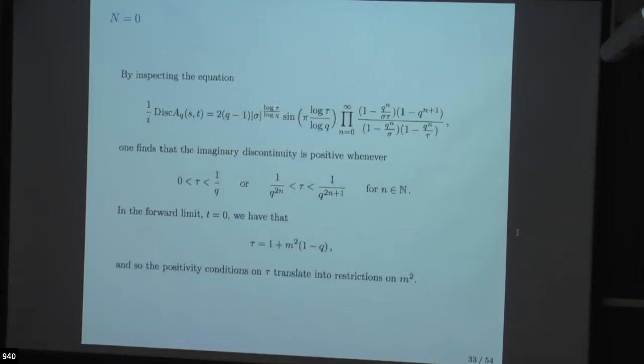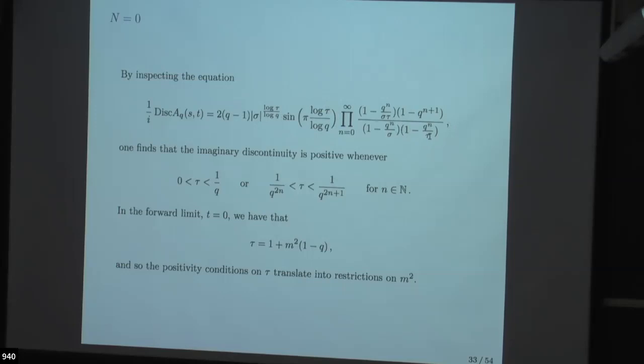Now we assume that we are dealing with a branch cut where the imaginary part, 1/i of the discontinuity, is real. Then you can see, simply by inspection of the equation for the branch cut discontinuity, that the sign doesn't depend on sigma. So we don't need to worry about the sigma dependency just yet. But basically, this sign function here changes sign as tau goes through integer powers of Q. But then we also have this factor here, which also changes when tau is at positive integer powers of Q.